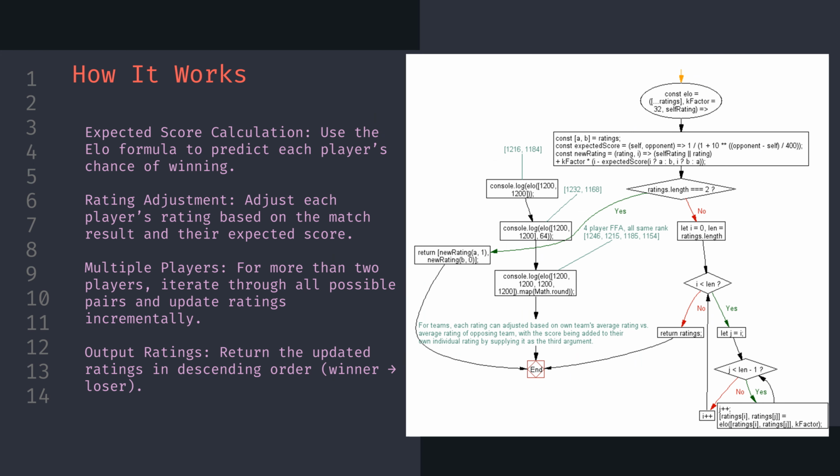The ELO system computes the expected score for each player, adjusts their ratings based on the results, and iterates through pairs for multiple player matches. The final output is an array of updated strings.